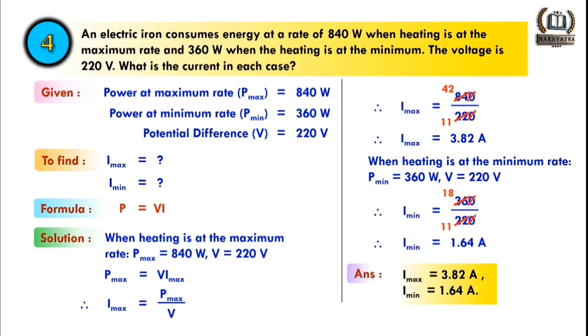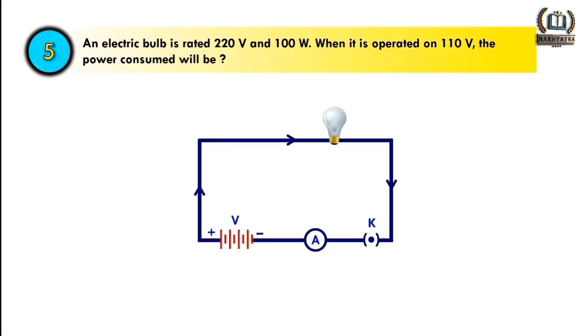So it was a simple power question. Clear everyone? So you should know the formula, power equal to V into I. Now see question number 5. An electric bulb is rated 220 volt and 100 watt. When it is operated on 110 volt, the power consumed will be.